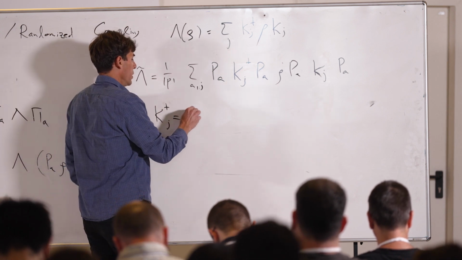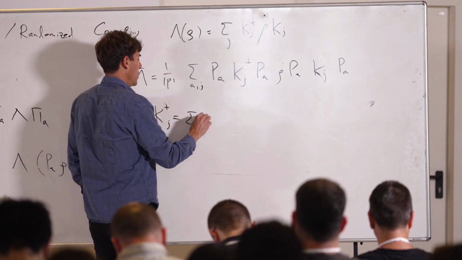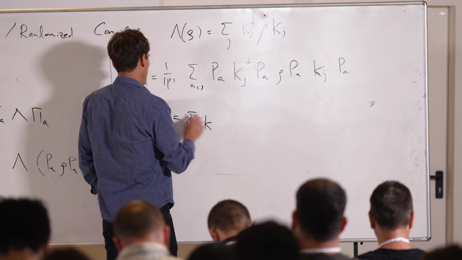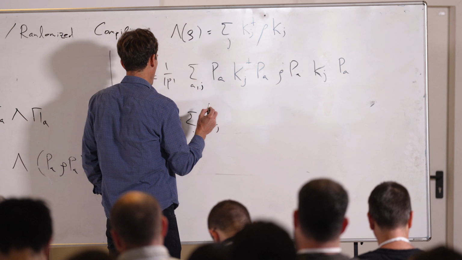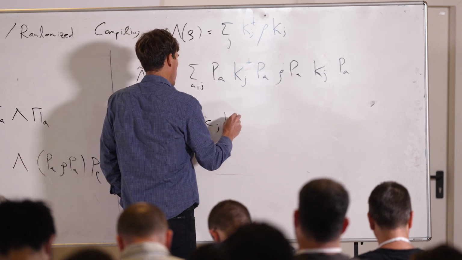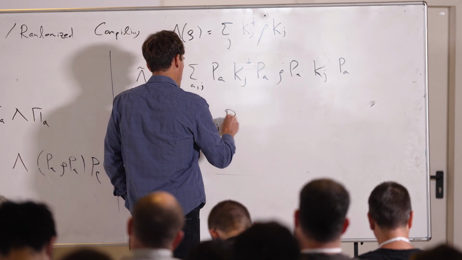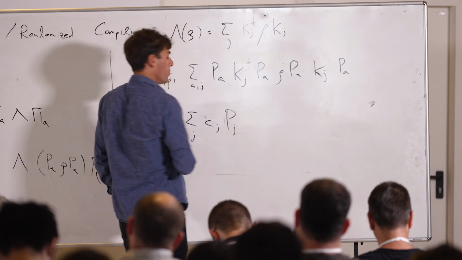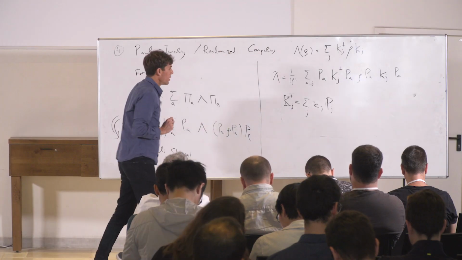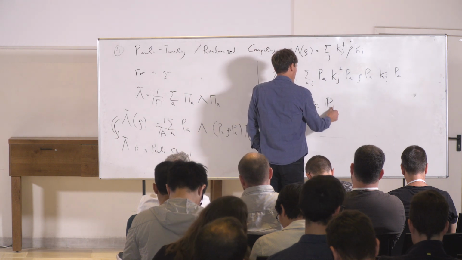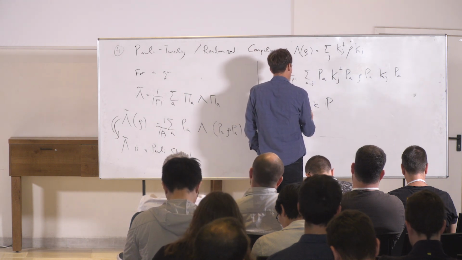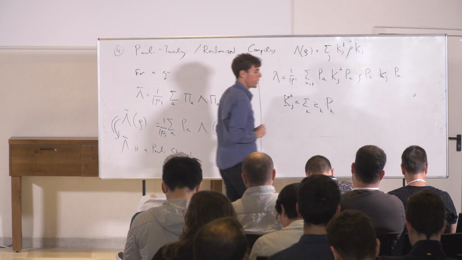Okay, so let's call it CJ, PJ. Sorry, so now I have J both on the right and on the left. Okay, so let's call this K.